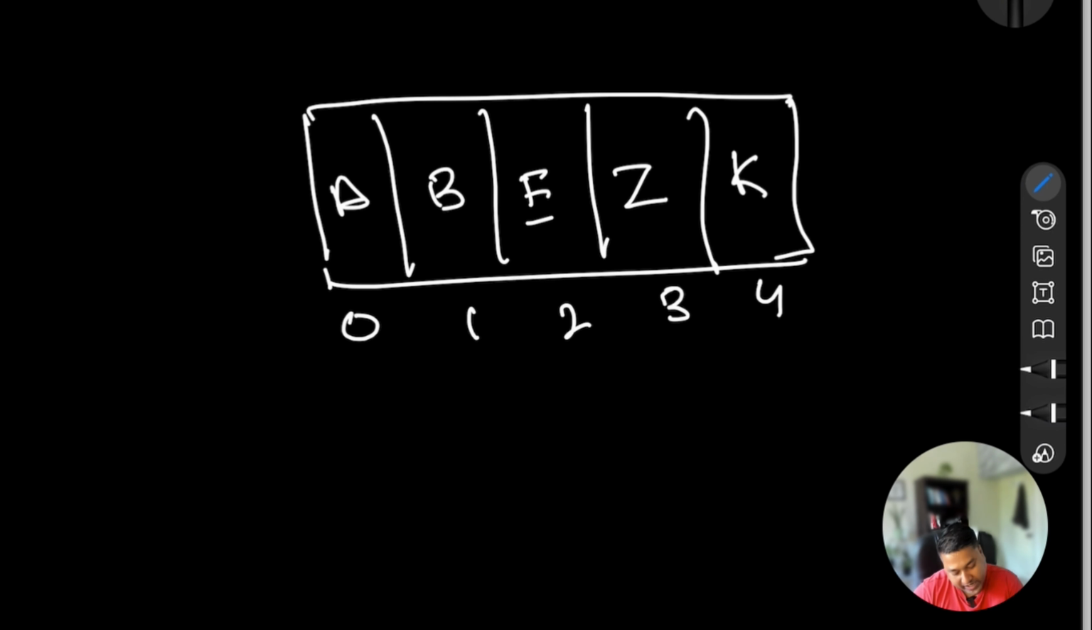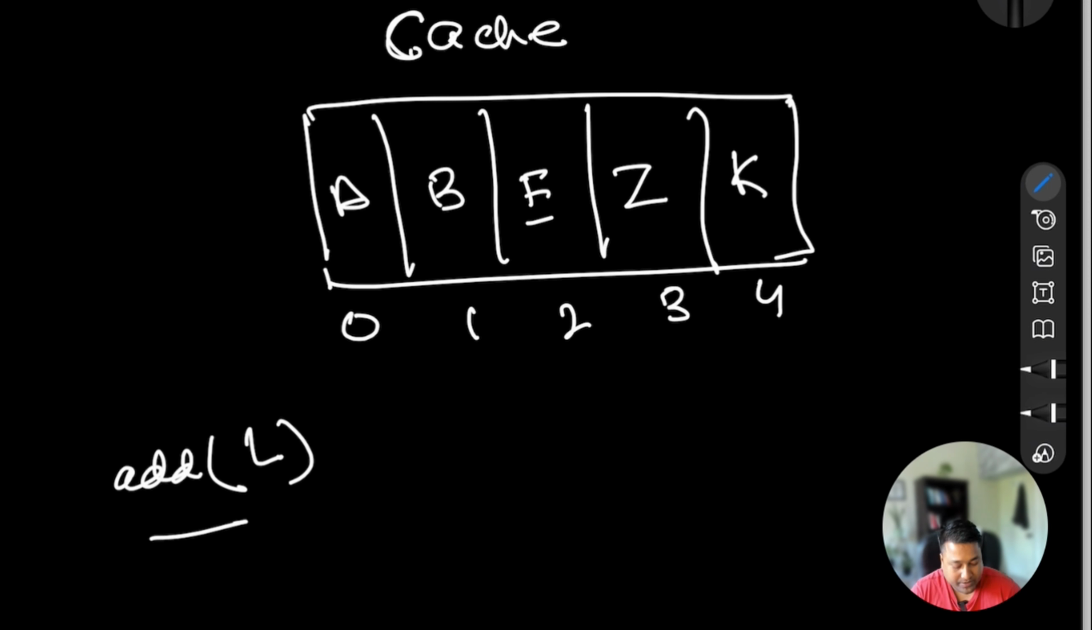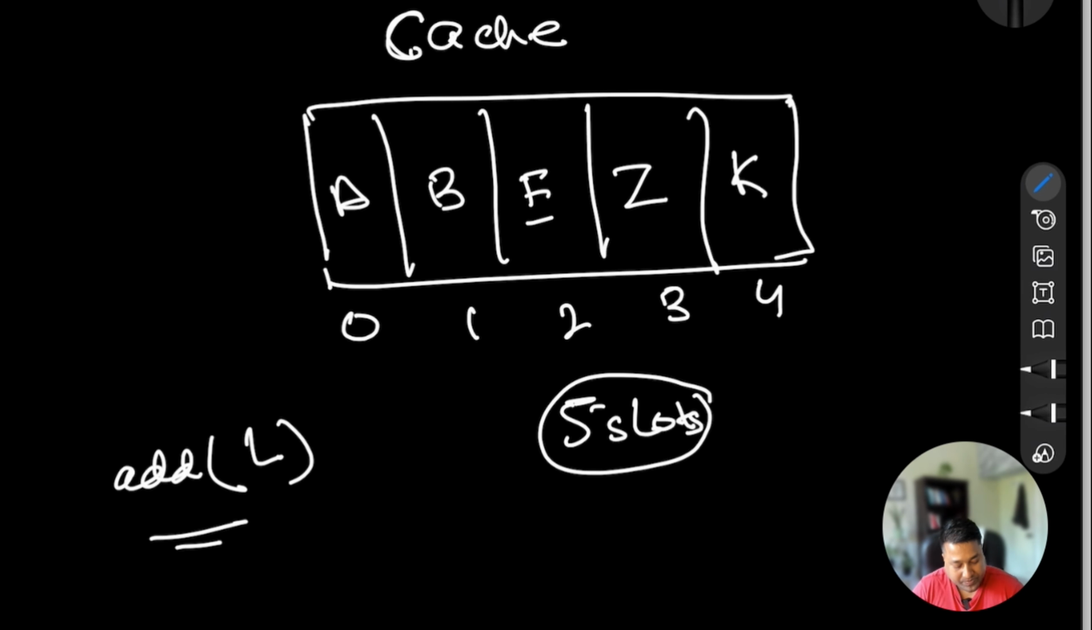Now what happens is you want to insert an element into this cache memory, right? This is your cache memory. You want to add, let's say, L into this cache memory. Now you see, you only have 5 slots in this cache memory. So only up to 5 elements you can add in this cache memory.